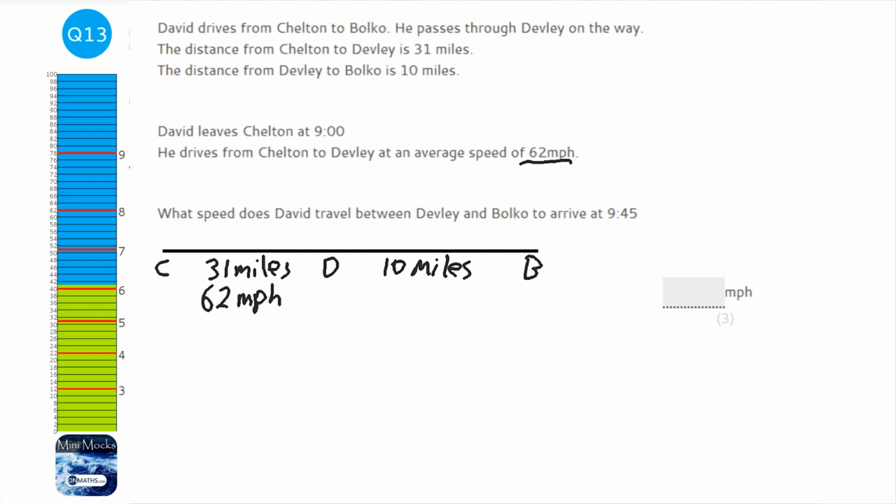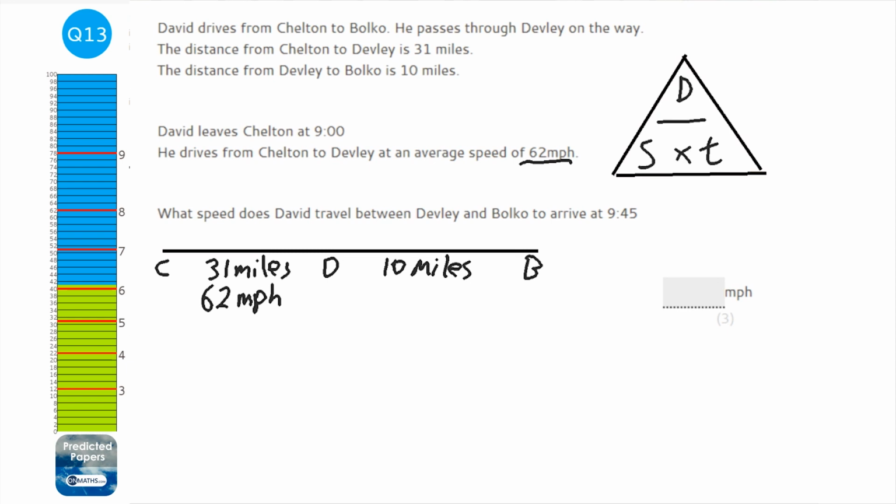Okay, so we need to understand the speed distance time triangle, which I can quickly draw here. And you just got to remember distance at the top. Speed and time doesn't matter which way around. You cover up the one you're looking for, and it shows you how to do it. So the first one, we're looking for the amount of time it's going to take. So I'm going to cover up the time, and it tells me that it's going to be distance divided by speed. So the distance is 31.